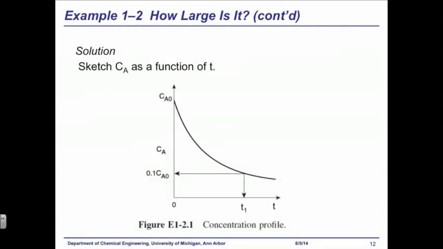First, we have 1. We'll sketch our concentration of A as a function of t. We can see here our concentration profile is quite simply that we start at time equal to 0 at CA naught, and as time progresses, we approach CA equal to 0.